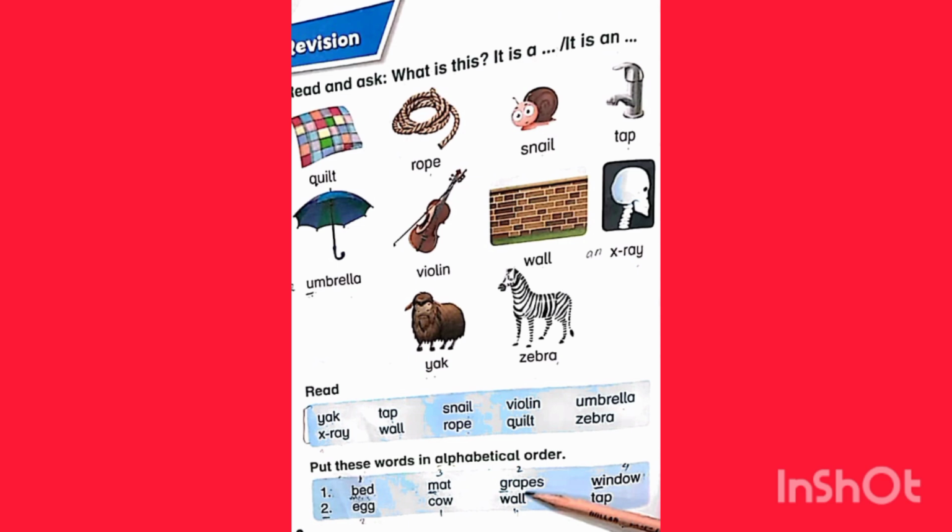Like this, F is not here, so grapes. Next, H, I, J, K, L, we didn't find, so M, man. The next word will be man, and so on. Here will be tap and window. So you should write in your notebook according to alphabetical order: bed, cow, egg, grapes, man, tap and window.